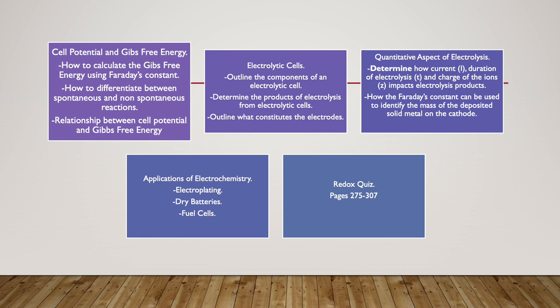On Tuesday, we will be going over quantitative aspects of electrolysis. In that lesson, we will be determining how current, duration of electrolysis, and the charge of the ions impact electrolysis products. We will be able to outline how Faraday's constant can be used to identify the mass of the deposited solid metal on the cathode in the case of electroplating.